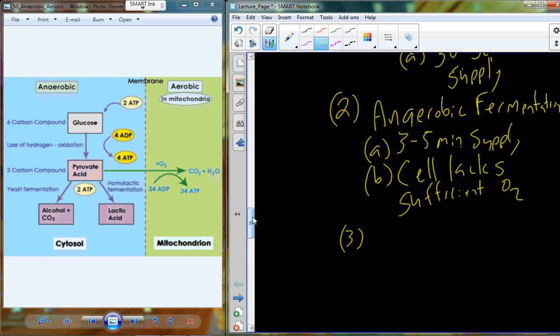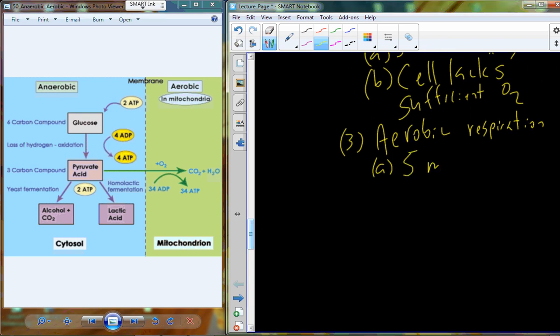Now, once we've been either forced to reduce workload to match the oxygen supply capabilities of the organism, or we're just given additional oxygen, we can shift away from anaerobic fermentation. We can shift from pyruvic acid to lactic acid towards cellular respiration or aerobic respiration, meaning with oxygen. Now, aerobic respiration typically can be performed for 5 minutes up to several hours, and you might even be able to do it for several days, given an adequate supply of glucose from your diet.